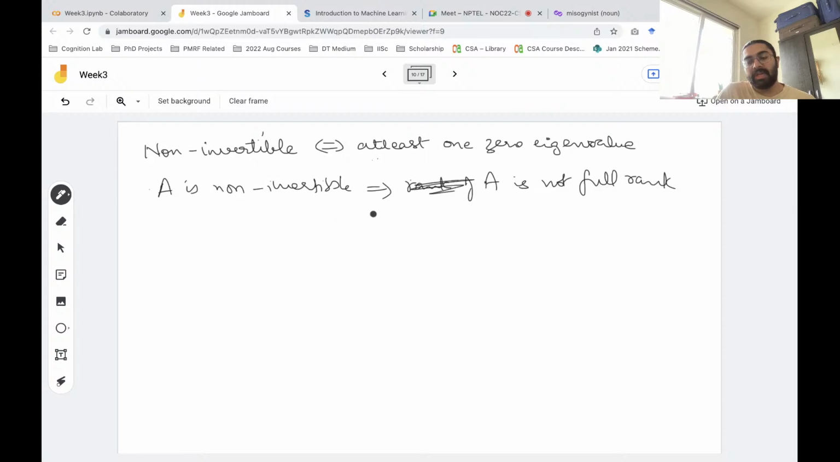And we already dealt with how to understand this A not being full rank, right? We said that there will exist a vector X, nonzero, such that AX is 0. Therefore, I can write it as AX equal to 0 times X. So 0 is an eigenvalue of this particular matrix. So there's at least one zero eigenvalue.